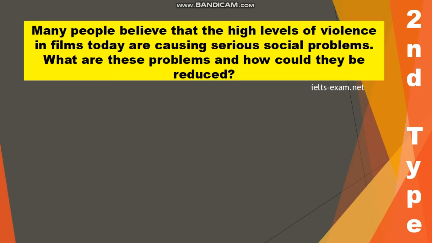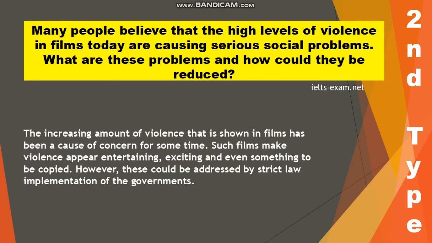The increasing amount of violence that is shown in films has been a cause of concern for some time. Such films make violence appear entertaining, exciting, and even something to be copied. However, these could be addressed by strict law implementation of the governments. Just like the first type, in this second type, they only used two parts, which are the paraphrasing and the thesis statement.